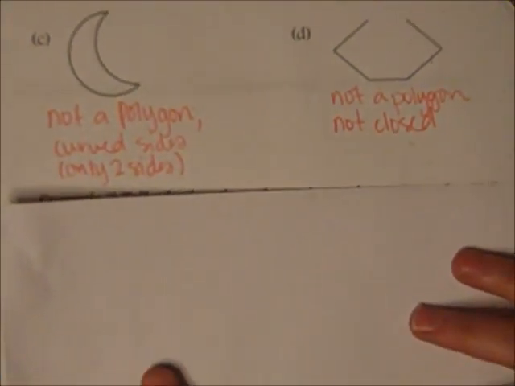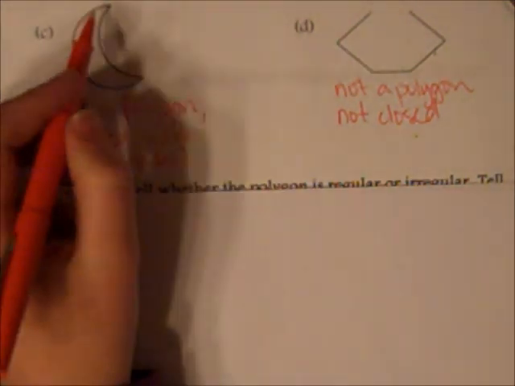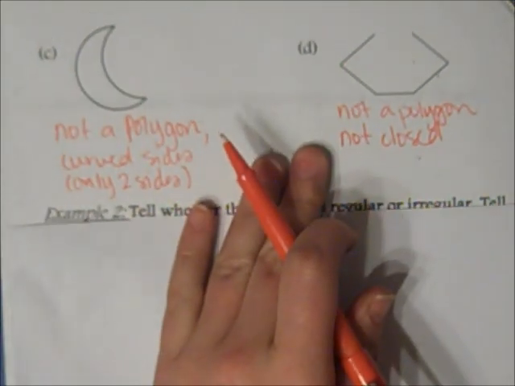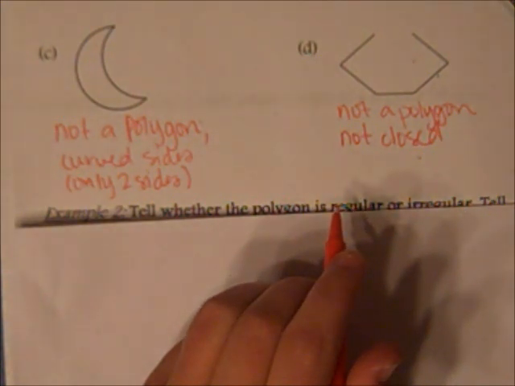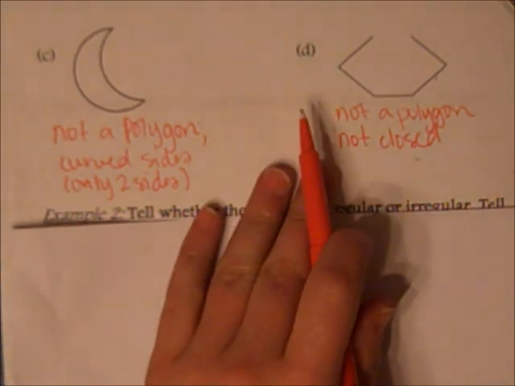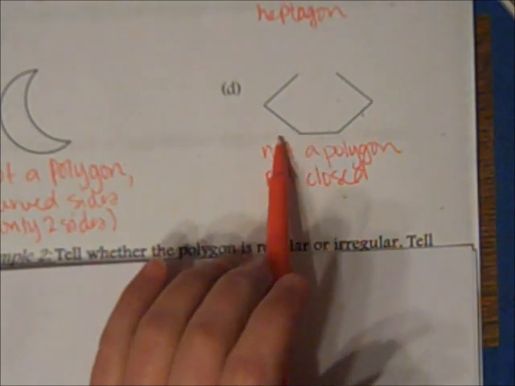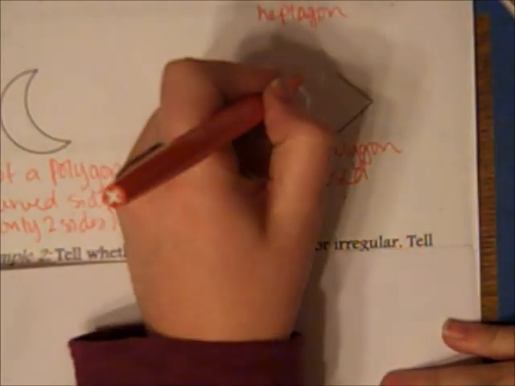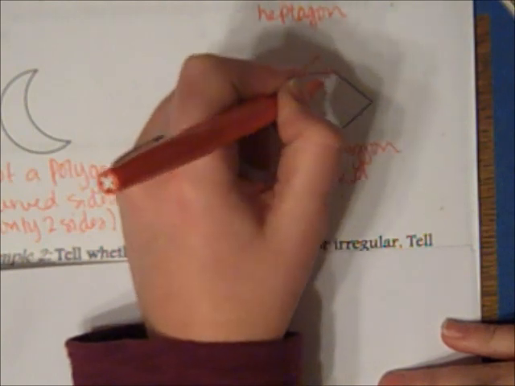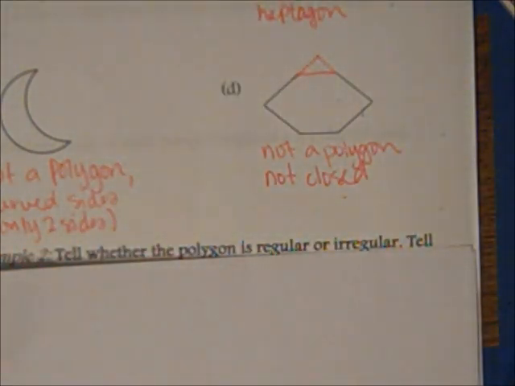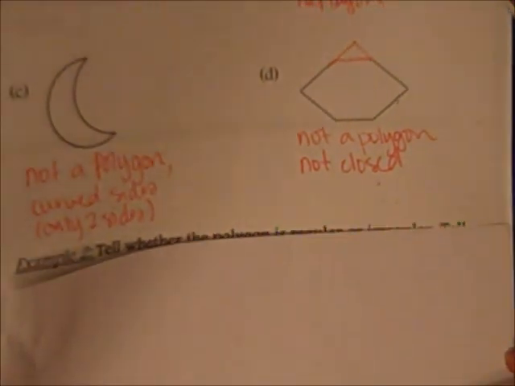Okay, C is not a polygon because its sides are curved, and because it only has 2 sides. So it has to be 3 straight sides to be a polygon. So that is not one. D is also not a polygon because it's not closed. If I drew in a last side, or if I extended these until they met, either way, that would make it a polygon. But because it was left hanging open, that is not considered a polygon.